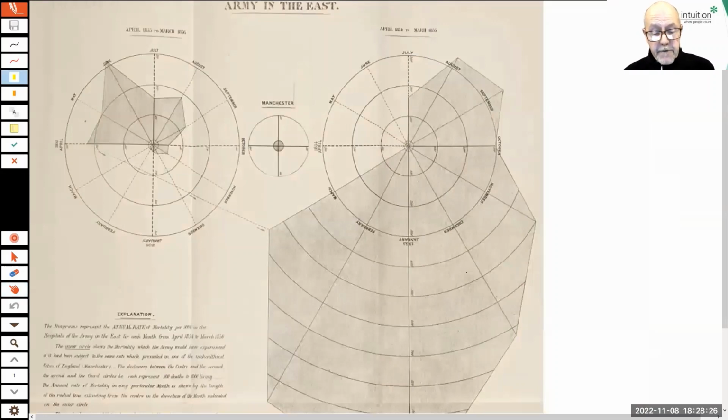In 1855, Manchester wasn't a very healthy place. I won't make any jokes in case anybody's from Manchester tonight. But the inner circle here represents how many people out of 1,000 head of population in Manchester were likely to die in a given year. And then on the same scale, the centre dot here is how many people in the general population of Manchester. And Manchester, in fact, was a particularly unhealthy city in the 1850s.